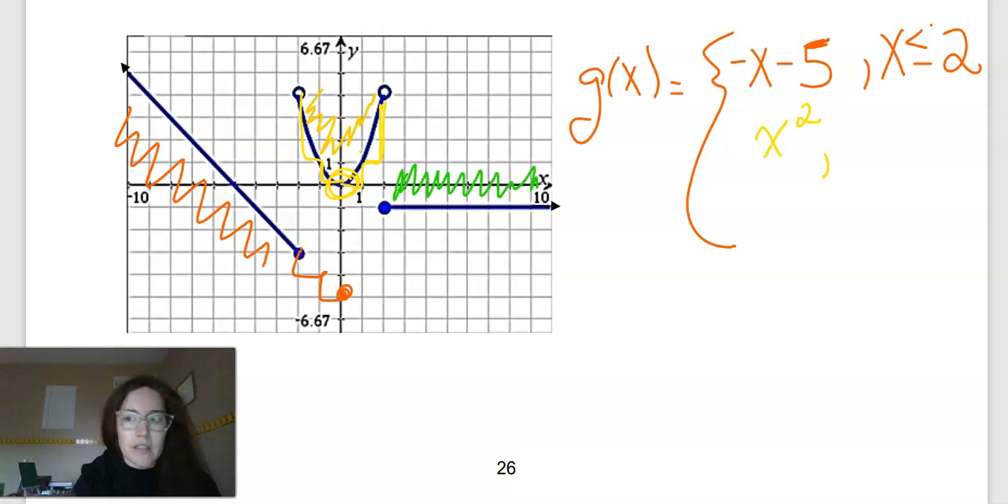Where does that take place? Well, the last one stopped at -2. So this one starts at -2. So you're going to say -2 is less than x, which is less than 2. Notice they're both open circles, so that's why the less thans are showing up.